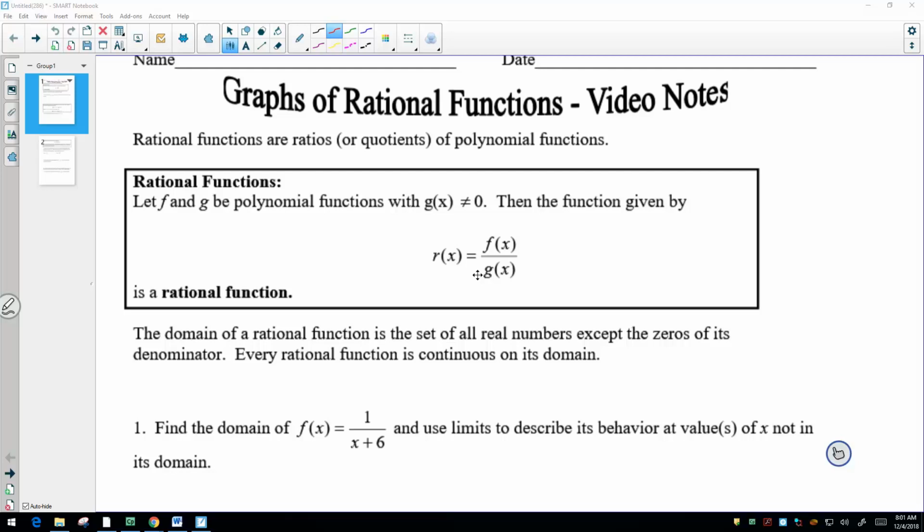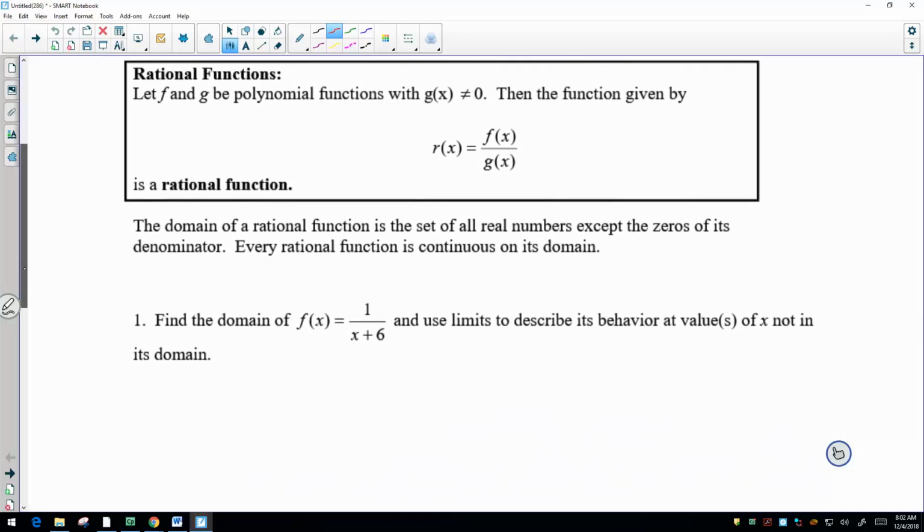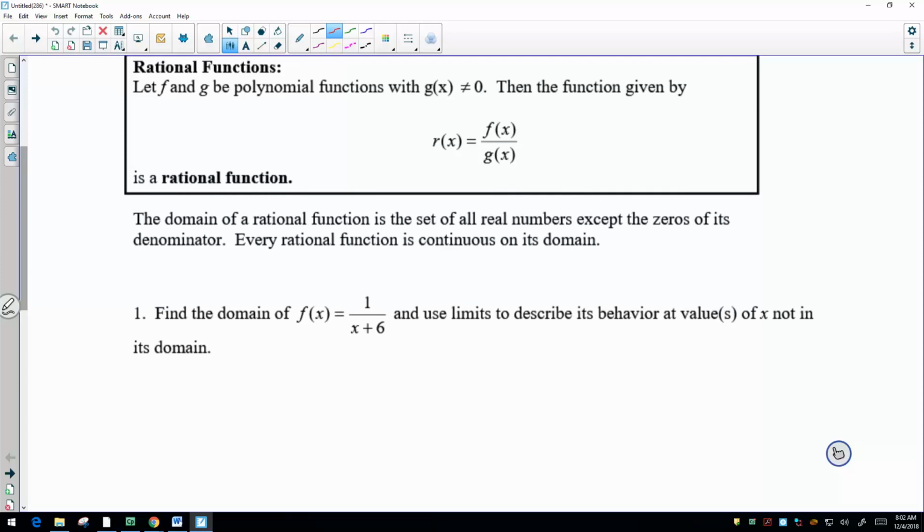Today we're looking at graphs of rational functions. We have taken a look at these before, but we're going to get in depth a little bit more with these. So rational function, anything that we can turn into a ratio. So for instance, number one, we are looking at a rational function. That's an example of a rational function.